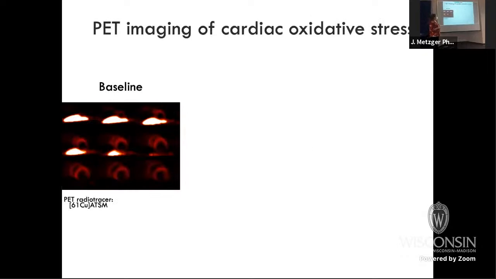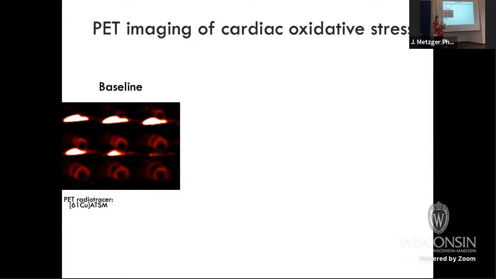So first, I want to show some representative images of the marker of oxidative damage in the heart. So this is a PET radio tracer called copper 61 ATSM. And essentially this radio tracer is able to just enter inside of cells. And once it's inside of cells, it has this basket-like structure.